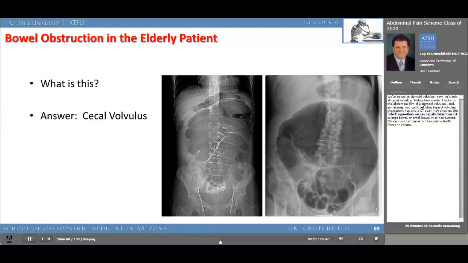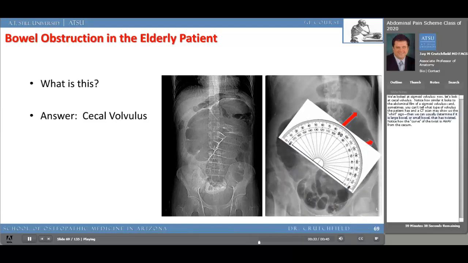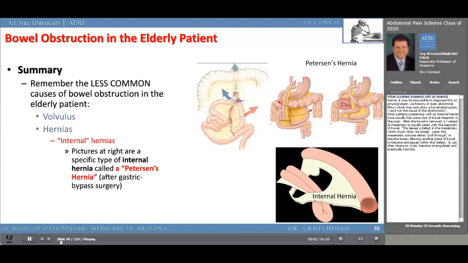It can then obstruct, twist, become strangulated, and eventually necrotic. The images here show an internal hernia, which is specific to those patients who have undergone a certain type of gastric bypass surgery. It's called a Peterson's hernia. Look at these images closely to make sure that you understand how a Peterson's hernia can occur.